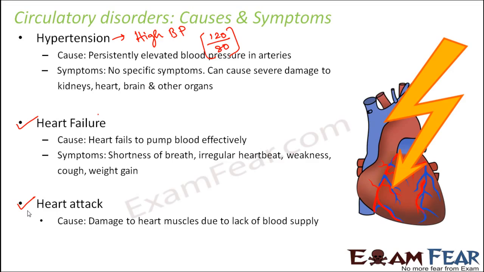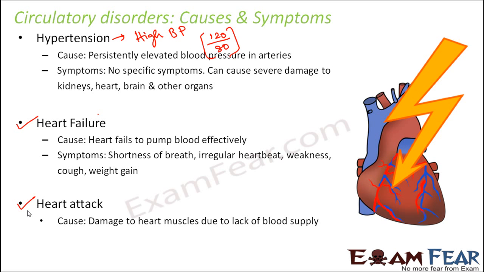Now see, all the diseases are related to each other. For example, hypertension can cause heart failure. Hypertension can cause heart attack. Similarly, heart attack and heart failure are also related. If the heart muscles are damaged, that means the heart will not be able to pump blood effectively. So they are linked, but these two are two different things.